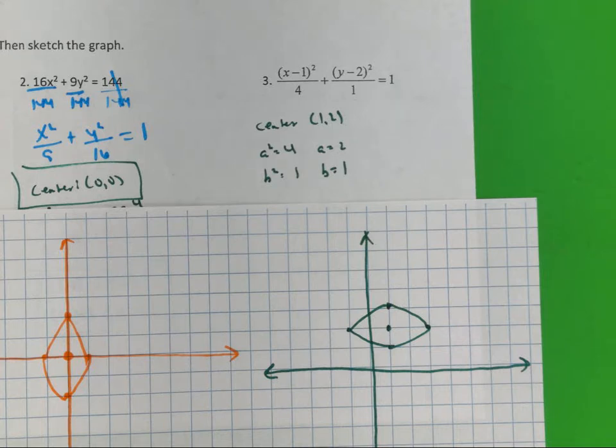That would be my ellipse there. My vertices would be at (1, 1), (1, 3), (3, 2), and (-1, 2).